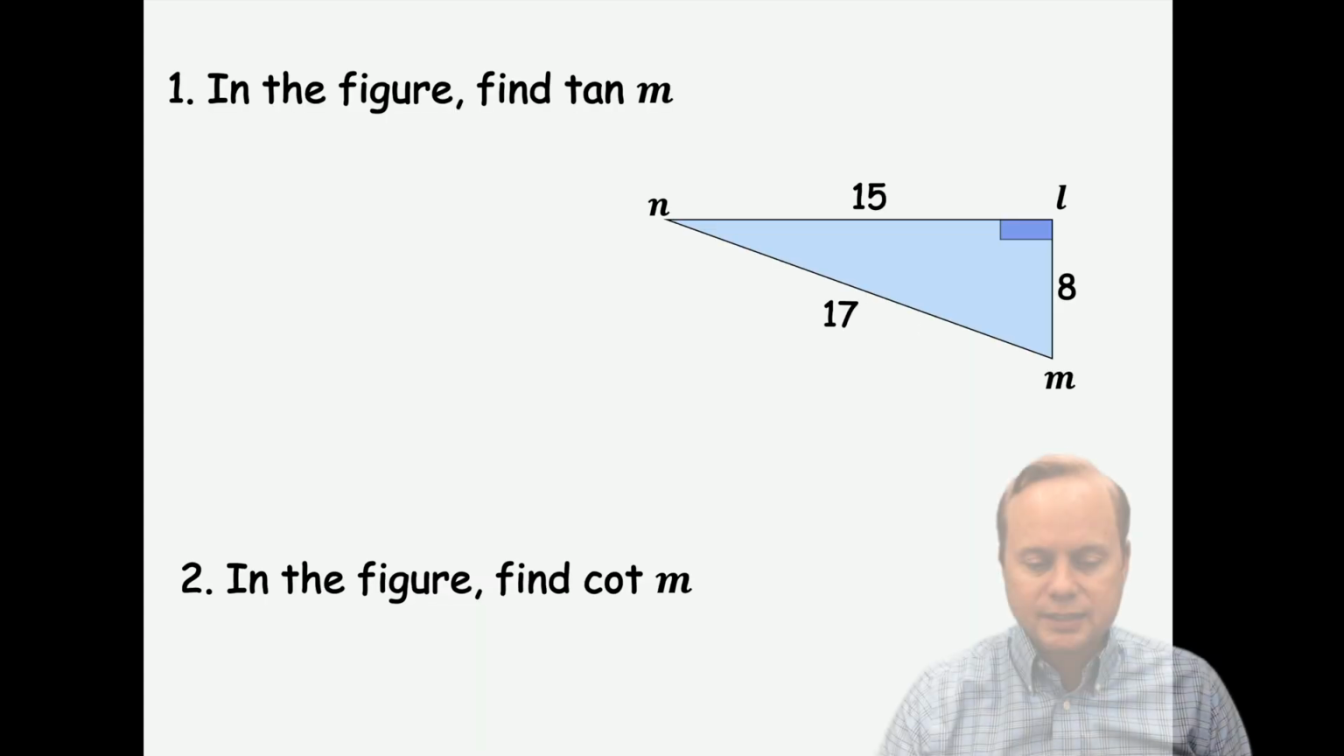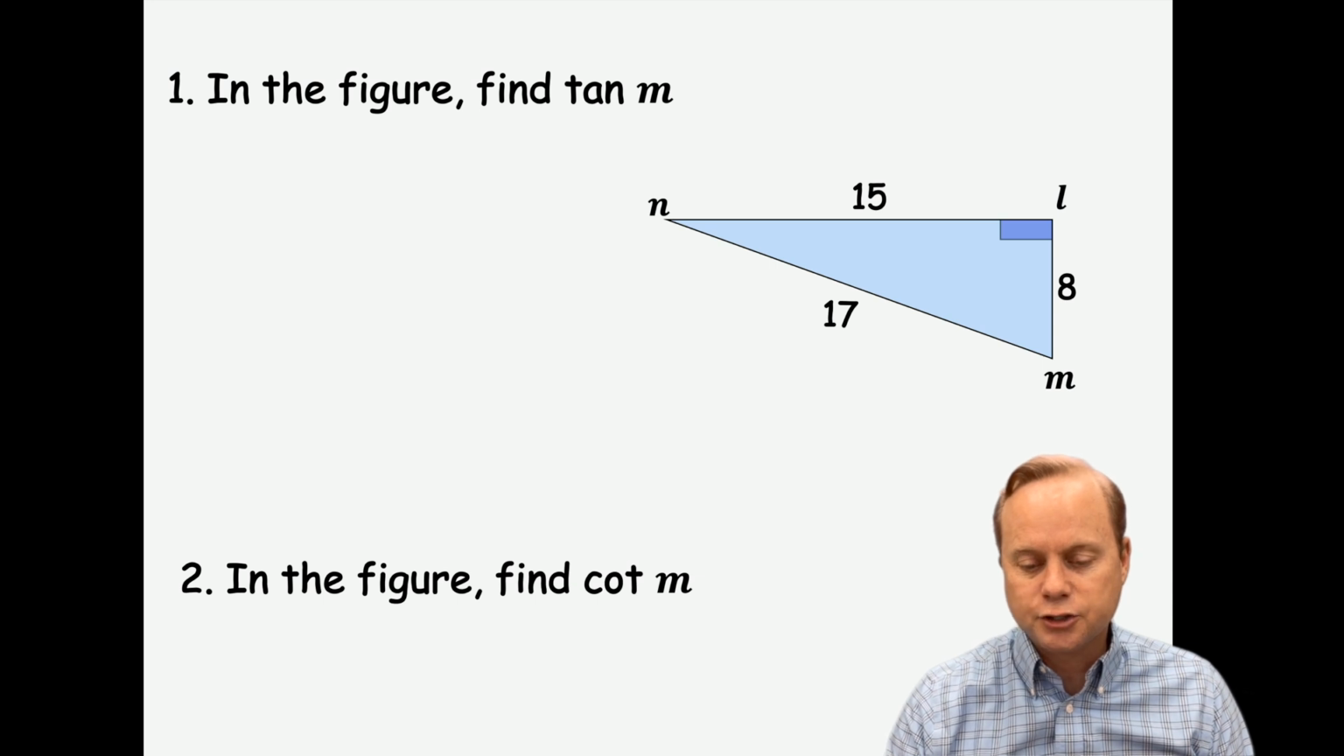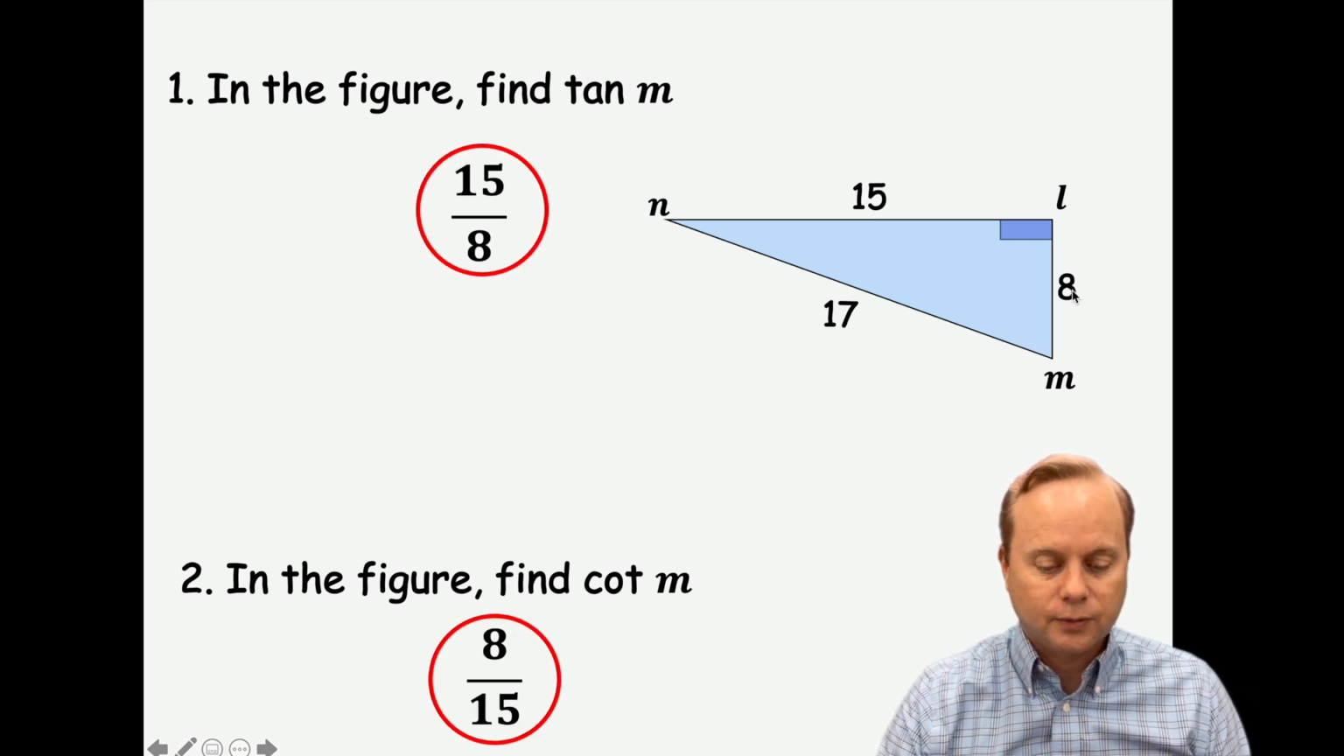Okay, now let's take a look at this. I want you to find the tangent of M. So we're down here at M, and remember that tangent is the opposite side divided by the adjacent side. Here we go. Now the cotangent then would be the exact opposite, right? Instead of 15 over 8, we're going to go 8 over 15. Okay, and I got a little sloppy here. This should be a square, but you get the point. This one is a right triangle.